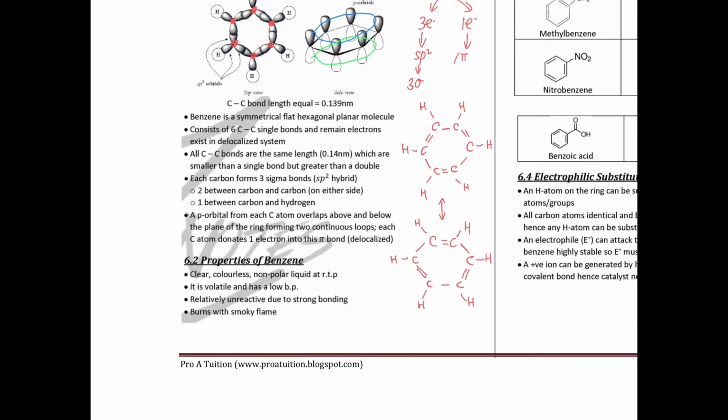Now let's move on with 6.2, properties of benzene. Clear, colorless, non-polar liquid at room temperature and pressure. It is volatile and has a low boiling point. One of the examples of benzene in our daily life is in the car. If you park under the hot sun, the sun heats up the dashboard, and in the end benzene comes out from the plastic. Because of that, you have to put down your window when you start your car engine, so that you don't absorb too much benzene, as it is poisonous. So that is one situation where you meet benzene.